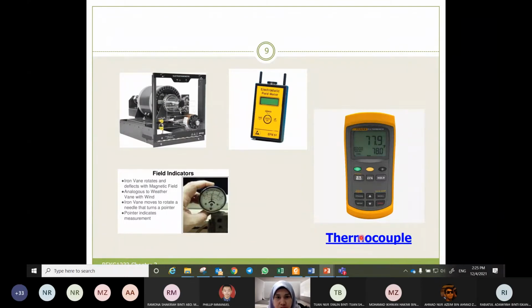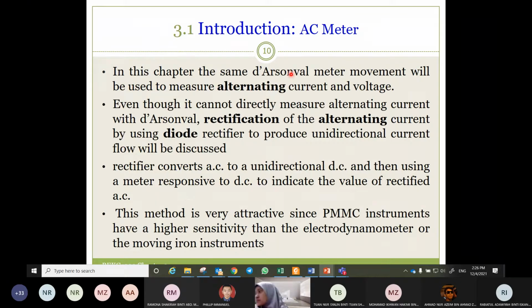Electrostatic, this is thermocouple, this is moving iron indicators. In this chapter, the same PMMC meter movement will be used to measure alternating current and voltage. So the same PMMC that we learned in the previous chapter will be used here to measure AC signal. Even though it cannot directly measure alternating current, rectification of the alternating current by using a diode rectifier to produce unidirectional current flow will be discussed.